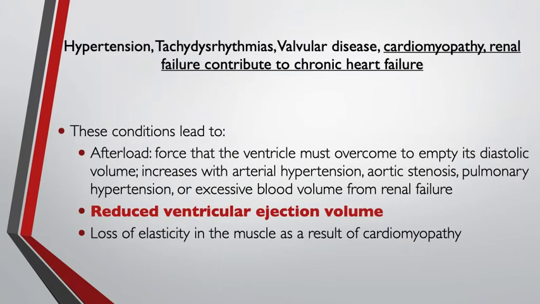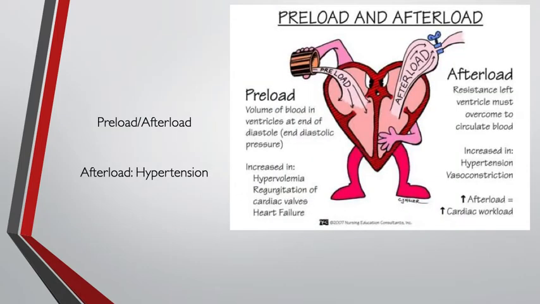Hypertension, tachydysrhythmias, valvular disease, cardiomyopathy, renal failure can contribute to chronic heart failure, which is oftentimes associated with left-sided heart failure. You have a reduced ventricular ejection volume as a result of this condition. The ventricle is not able to contract effectively to force out that blood or volume, so you have an excess. So this is just a picture to kind of refresh your memory about preload and afterload.